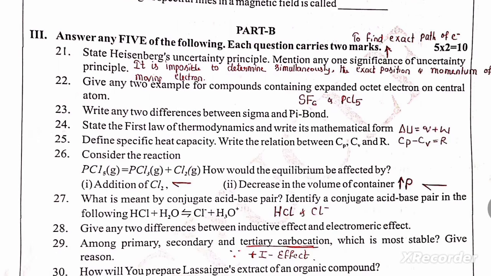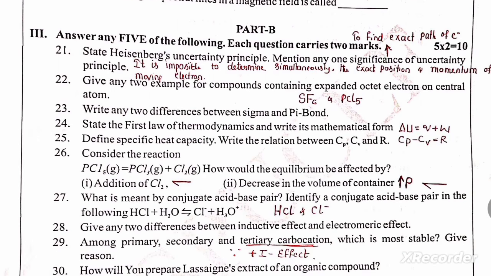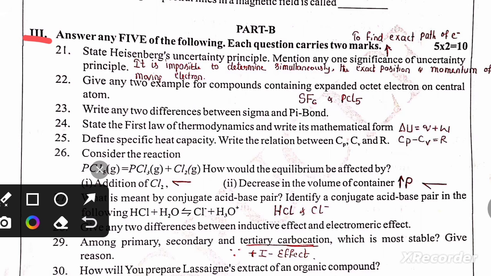Now let us proceed to Part B. In the third main section, we need to answer any 5. The first question is to state the Heisenberg uncertainty principle, and one of the significances they are asking. One of the significances is to find the exact path of the electron.